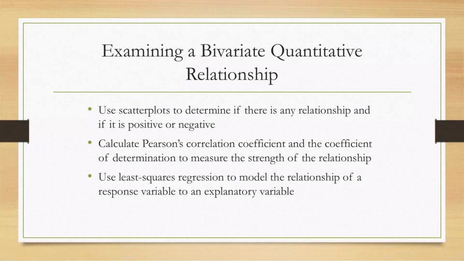So let's continue now here in part two of our review of simple linear regression, that is, modeling a quantitative response variable from a quantitative explanatory variable. We've already looked at these first two bullets here, that is, creating a scatter plot and a Pearson's correlation coefficient and a coefficient of determination. Now we're going to move on to least squares regression.